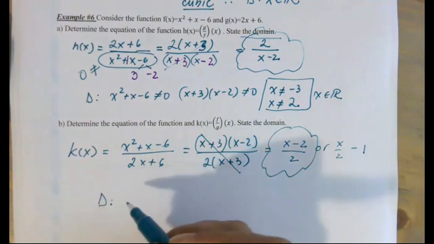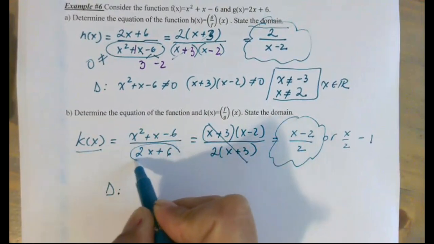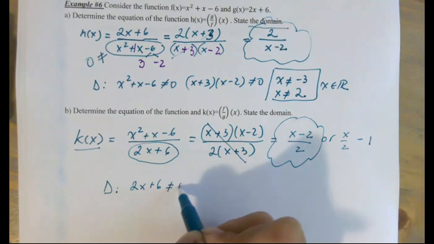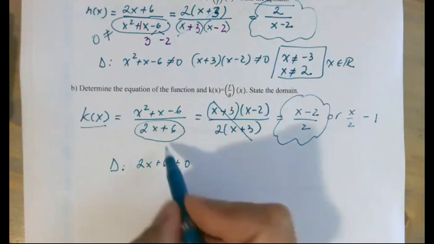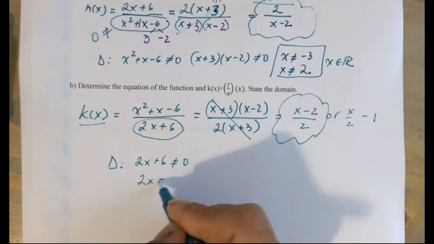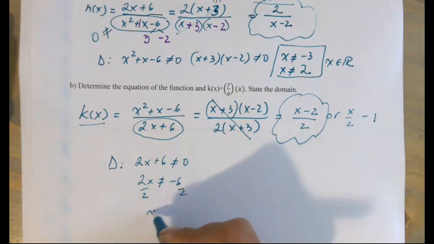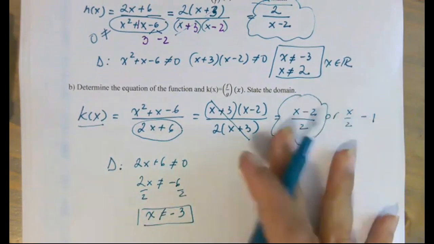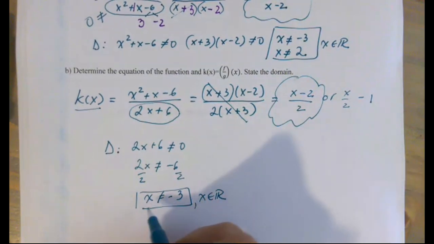Now the domain. The domain for this new function k of x comes from putting a condition on the denominator. So the 2x plus 6 cannot be 0 because I cannot divide by 0. So I have to exclude that. But what is that x that's going to make the denominator 0? I have to solve this. So 2x cannot be -6. Divide by 2, divide by 2. X cannot be -3. And again, all of the other real numbers are accepted, just not this one.